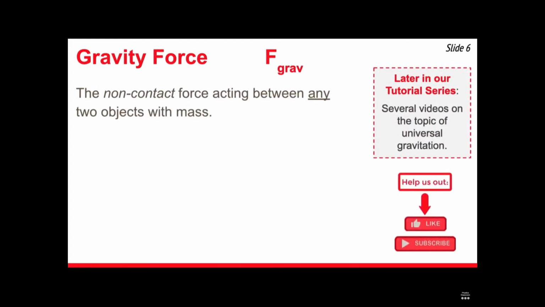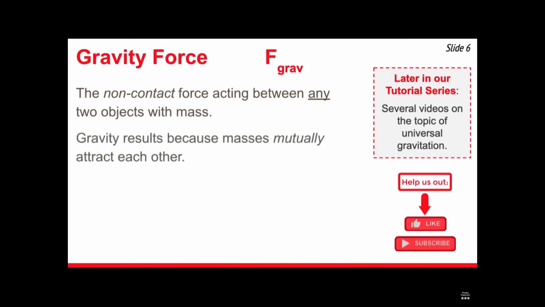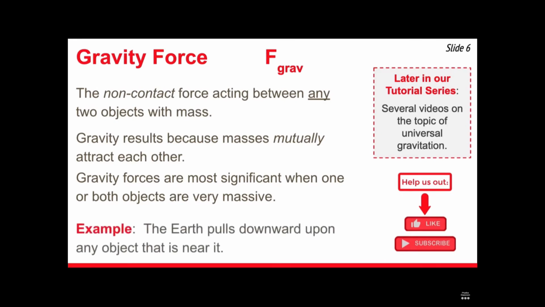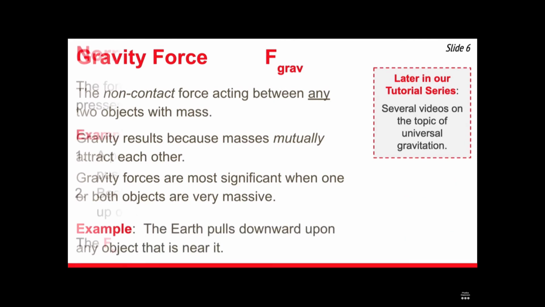We represent it by the symbol F_grav. This is a non-contact force that acts between any 2 objects with mass. It always results because masses mutually attract one another. This idea is called universal gravitation. It'll be a topic of several videos in future series of our video tutorial. Gravity forces are most significant when one or both of the objects are very massive, like the Earth. So here's an example of a gravity force. The Earth pulls downwards upon any object that is near it.